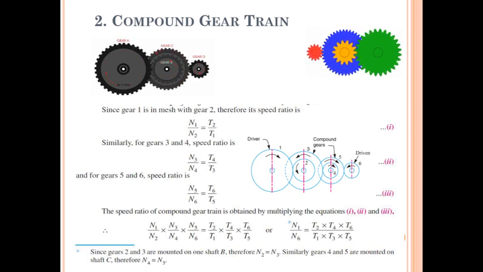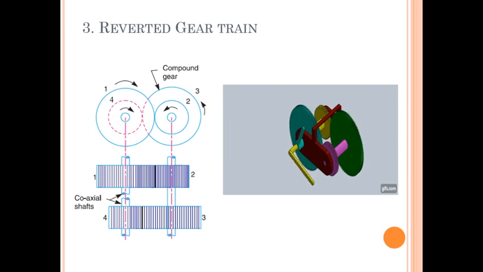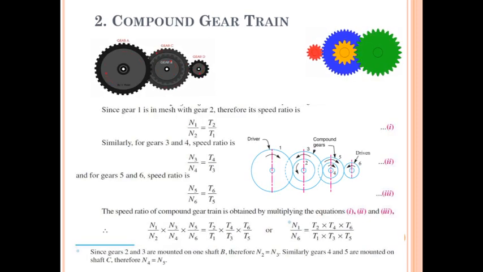Understand why? Because N4 velocity is equal to N5, N2 velocity is equal to N3, because these are mounted on the same shaft and will have the same velocities. N1 upon N6 is equal to the remaining T2 into T4 into T6 divided by T1 into T3 into T5. This will be the velocity ratio for this gear train. Now this is regarding the compound gear train. Now you can put in the values of number of teeth and find out the value of velocity ratio.